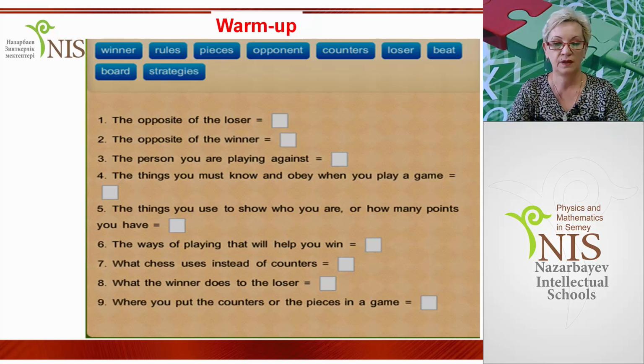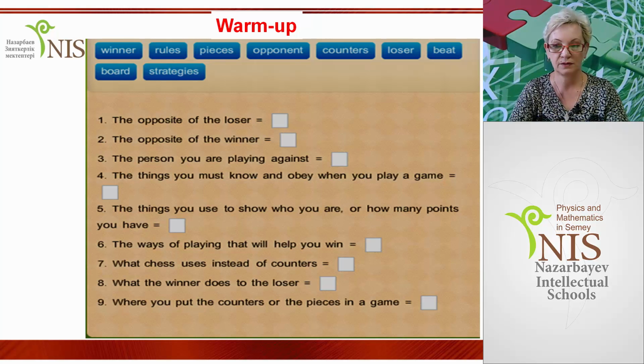Number 1, the opposite of the loser is, the opposite of the winner is, the person who is playing against you, the things you know, must know and obey when you play a game, the things you use to show who you are and how many points you have, the ways of playing that will help you win, what chess uses instead of counters, what the winner does to the loser, and where you put the counters or pieces in a game.